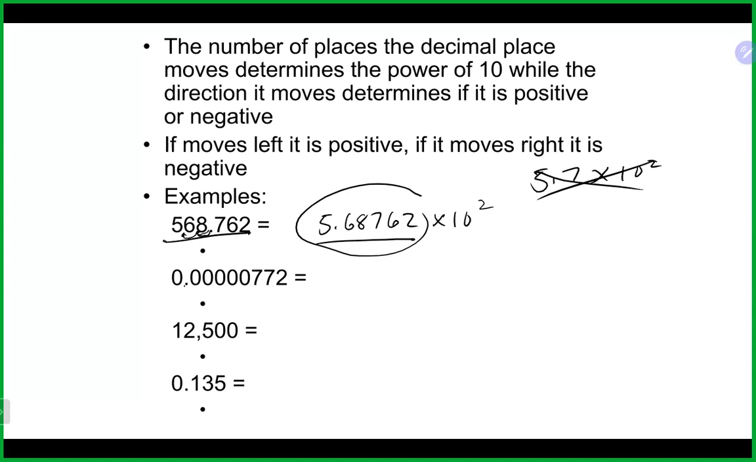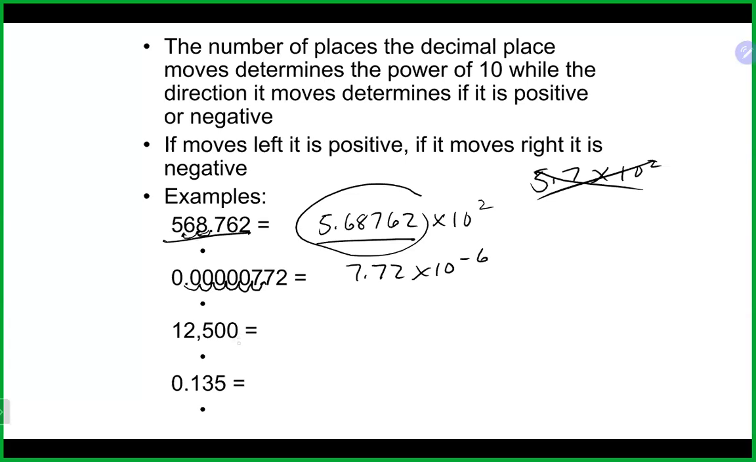Here, we do need to go to the right to get to a number between 1 and 10. So 2, 3, 4, 5, and 6, it looks like. 7.72 times 10 to the minus 6. Remember, again, small number less than 1, negative exponent. And again, the number's how many places you moved it to get to a number between 1 and 10.